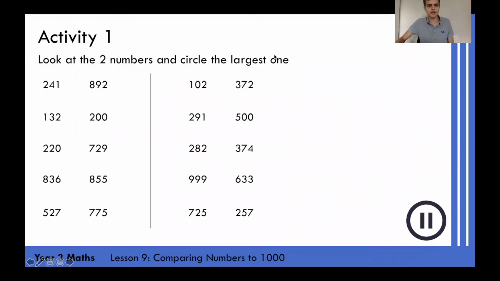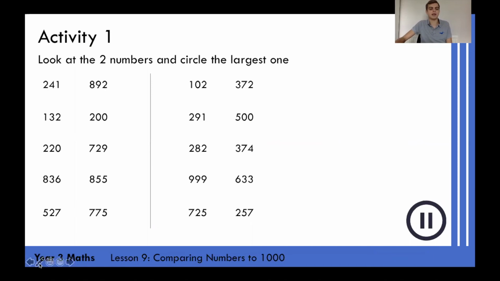Okay, so first of all, activity 1, look at the two numbers and circle the largest. You might just want to write down the largest one. So I'm going to have a go at this one here. 241 and 892. And I've got to circle which one I think is larger, which one is more.